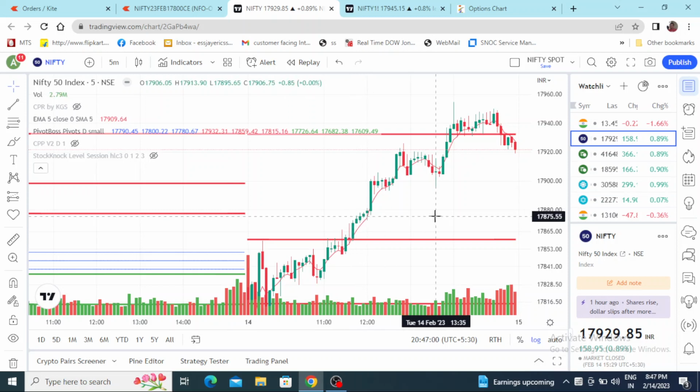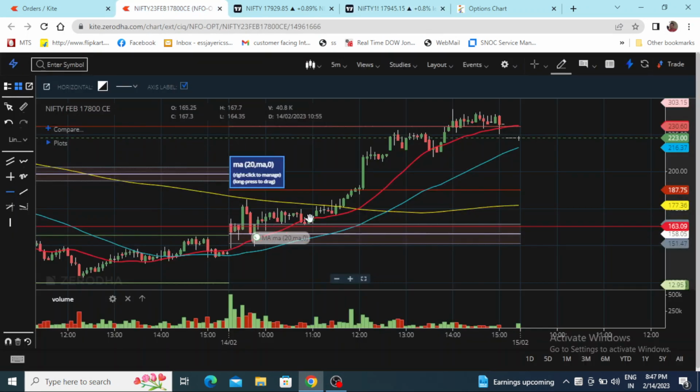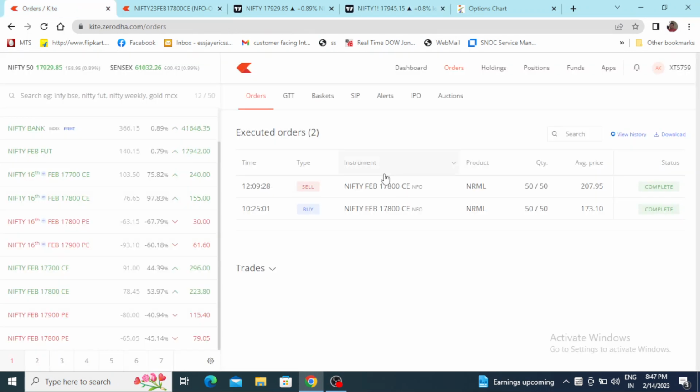So what I did in the option, if you'll see, my entry point was somewhere here. You can see my order. My order was 173.1. Okay, so my entry was 170.1 and I have exited at 207.95. So it was nearly 3.5 R. My stop loss was 10 points and I have taken nearly 35 points.